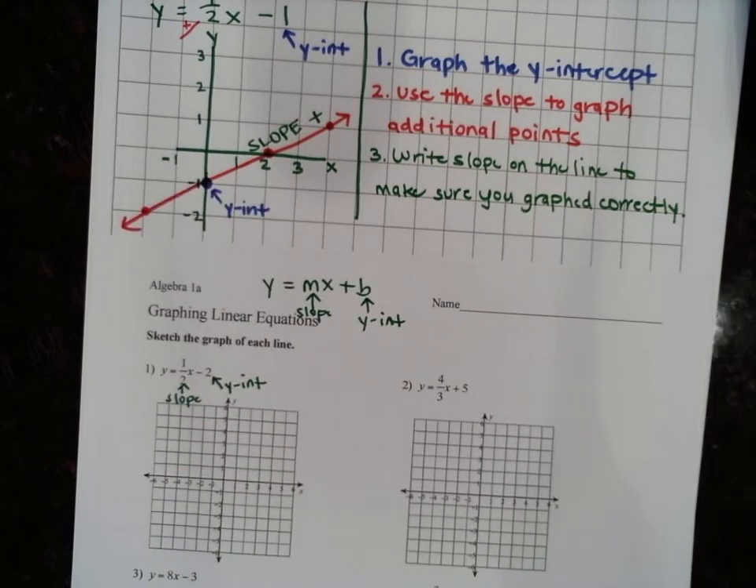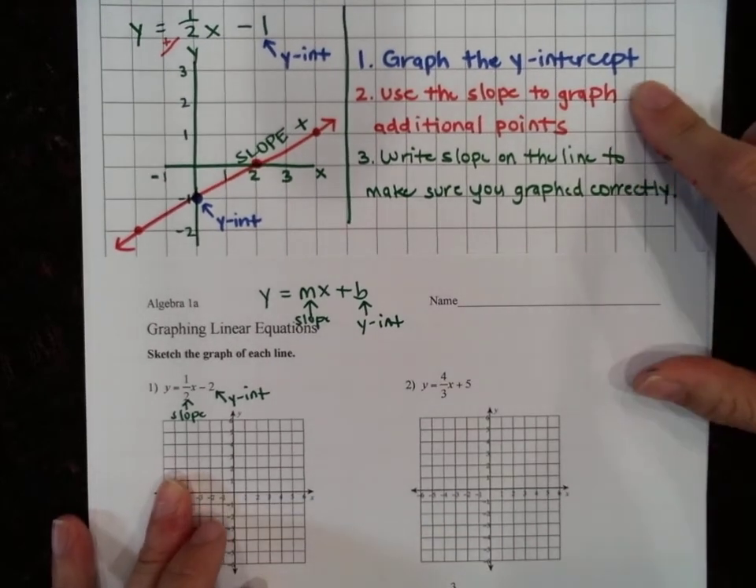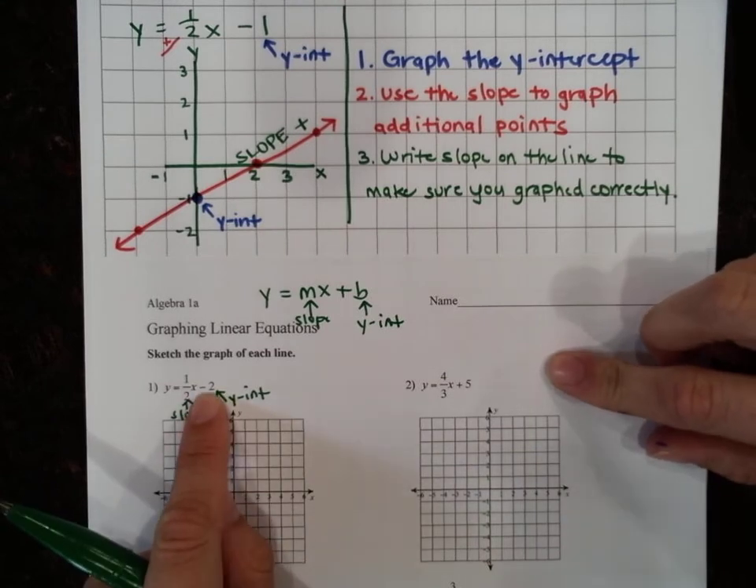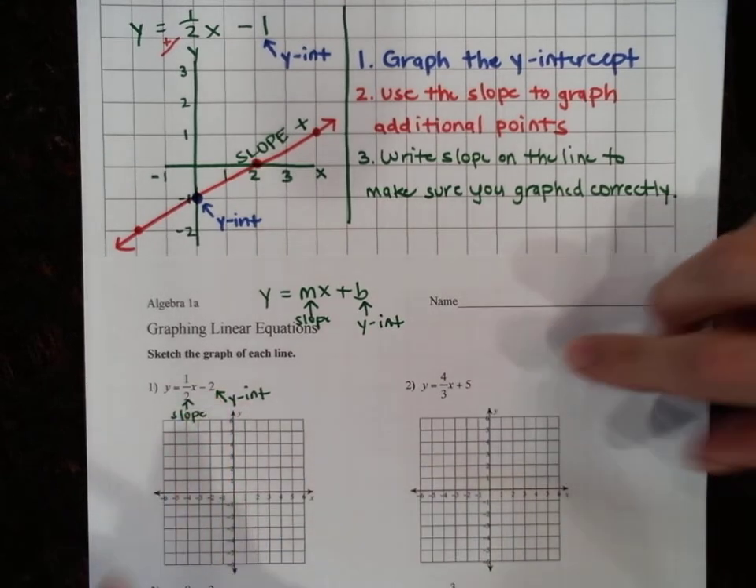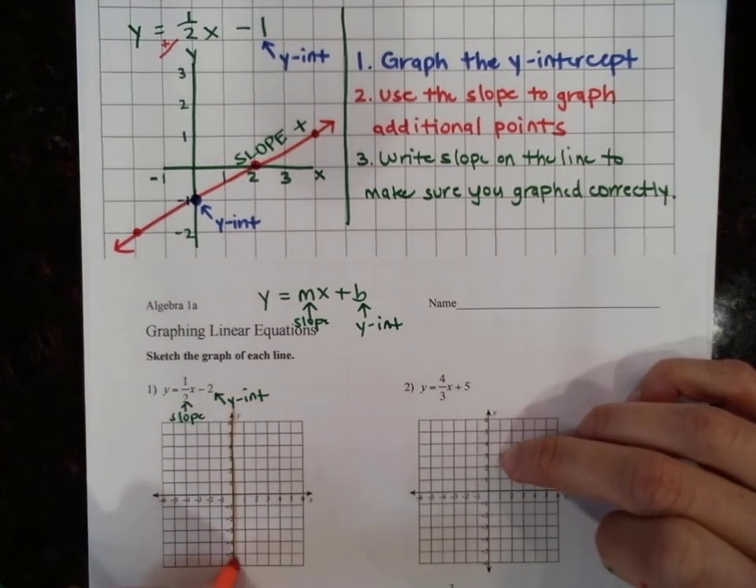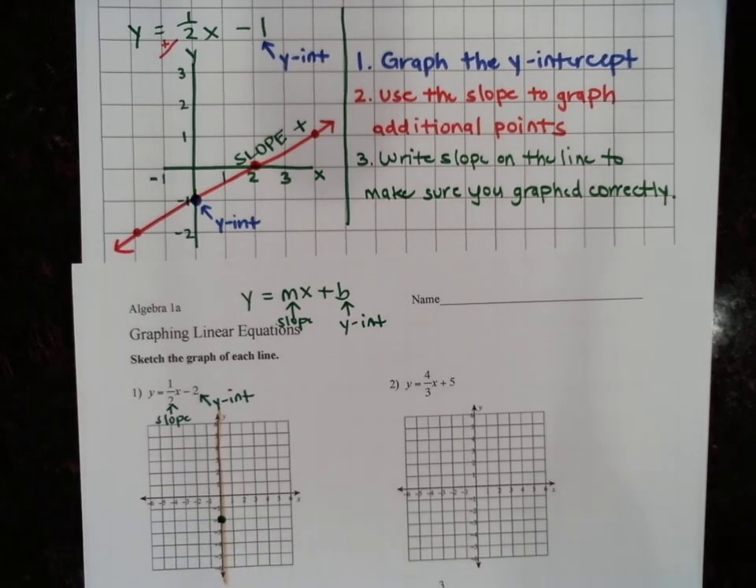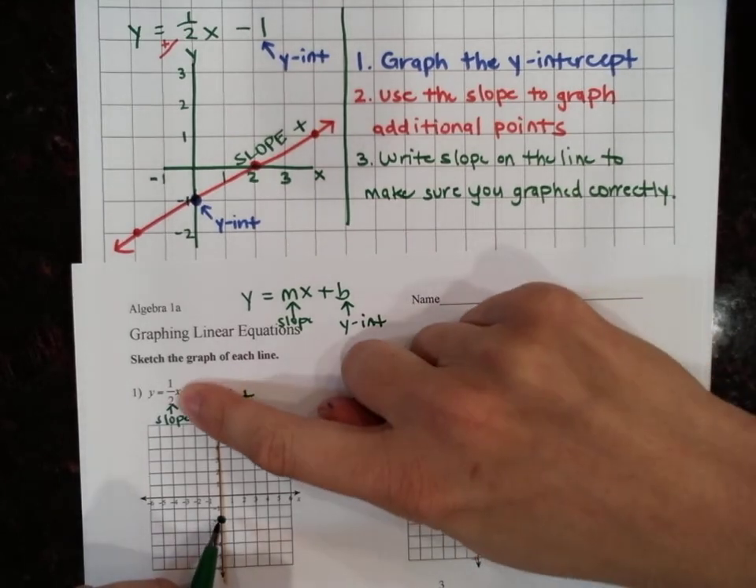So let's use our notes. So step 1 is we need to graph the y-intercept. So our y-intercept is -2. So we look, here's our y-axis. Where is -2? Right here. So we're going to graph our point. Then from this point, we're going to use our slope to plot our additional points.